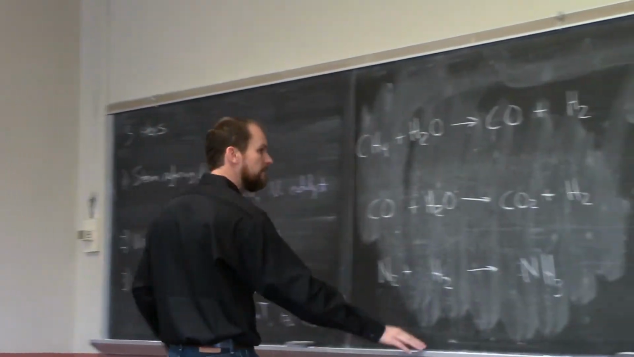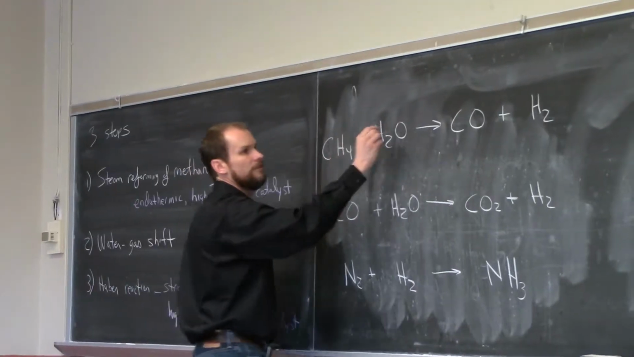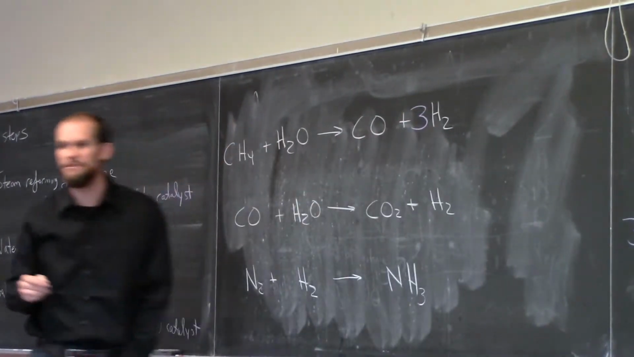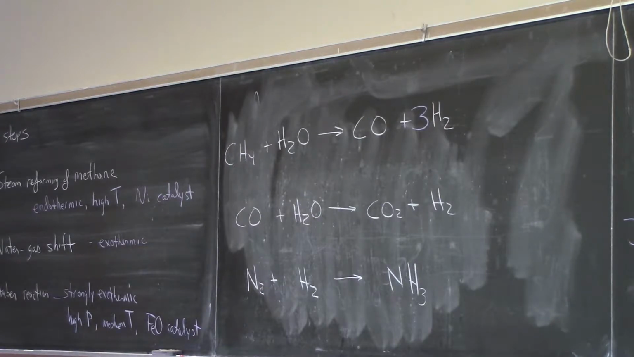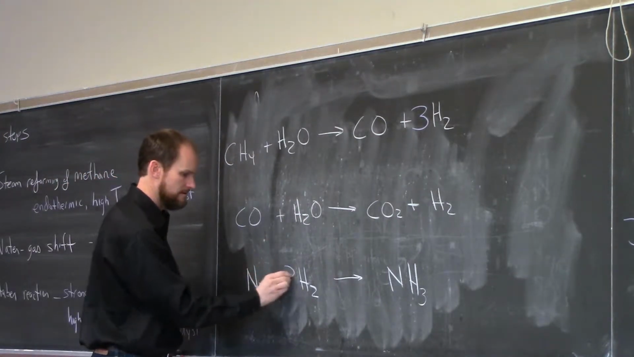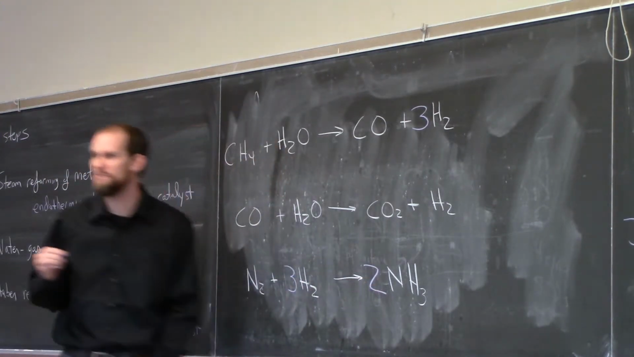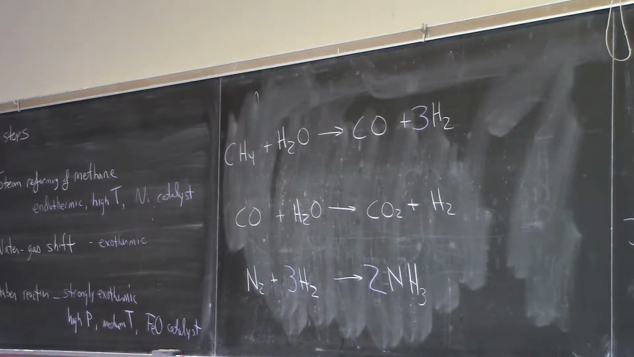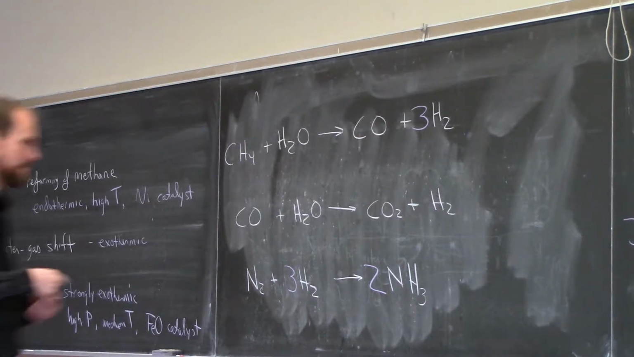Troy, why don't you give me the first one? Just add 3 on H2. 3 H2s. I want the second one. It's already done. It's good. The third one. 3 H2, 2 NH3. Any disputes? Great. Okay, this is much easier, right?